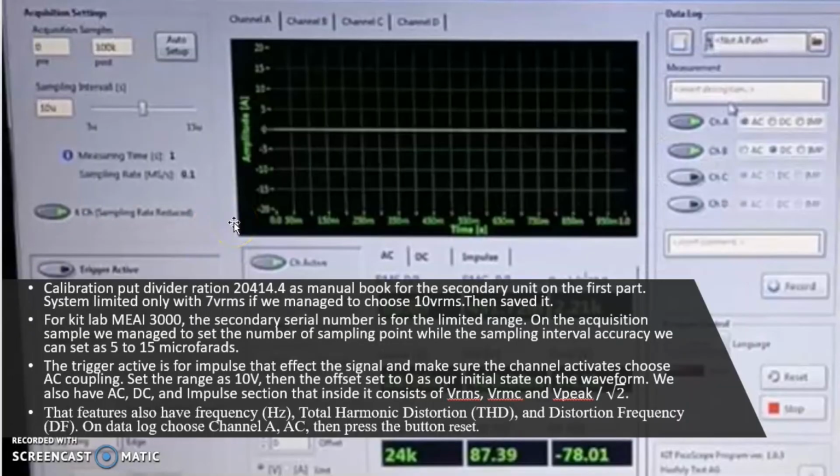Then we go to calibration and put the divider ratio to 4.5 as in the manual book for the secondary of the first part. The system limit is only 7 VRMS, the same as lab 3. For this kit, the serial number has a limited range, and we can set the sampling point and interval accuracy. These features are available in this picoscope and the system of the KIT: frequency, total harmonic distortion, and frequency on the log, channel A and C, and press the reset button.